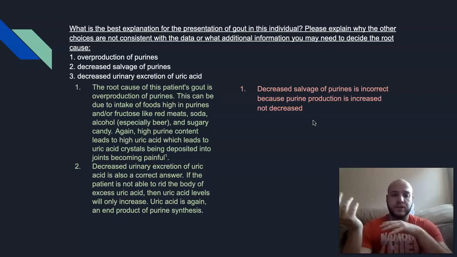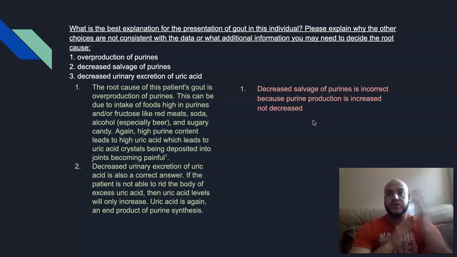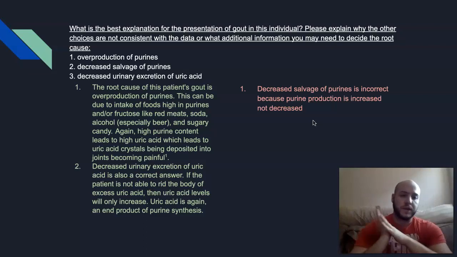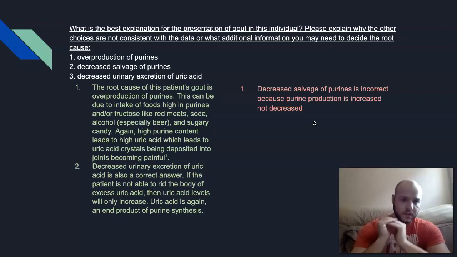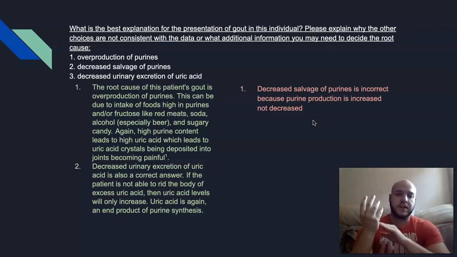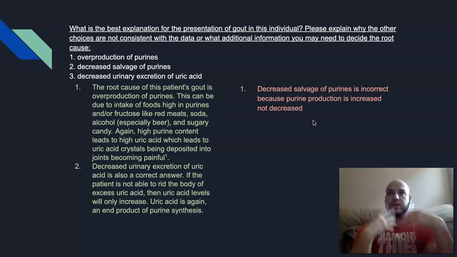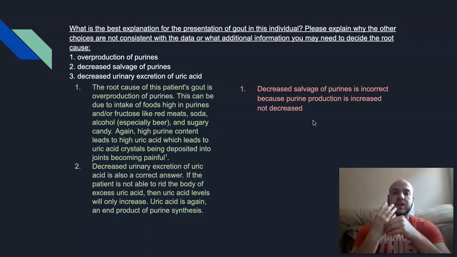So a diet high in fructose leads to increased amounts of purines, which leads to increased amounts of uric acid crystals, which causes the person to get gout. And so the root of the patient's gout is due to overproduction of purines. This, like I said, can be due to intake in foods or ingesting anything high in fructose, like red meat, soda, alcohol, beer, sugary candy, fruits, anything like that. Again, the high purine content will lead to high uric acid, which then leads to these crystals being deposited all over the body in these joints, and they can be very painful and inflamed and red, and be very debilitating to its patients.